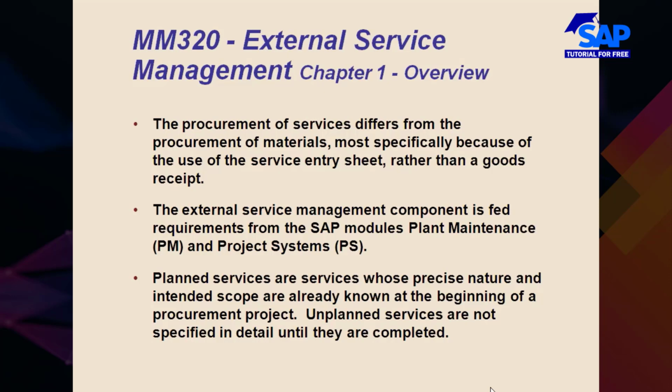For service procurement, requirements will come from elsewhere. Different modules are there: PM. Project Systems, Plant Maintenance, you must have heard of it, there are two types of maintenance: preventive maintenance and breakdown maintenance. Preventive maintenance means, once in 3 months or once in 6 months, depending on your company, the plant will be shut down for maintenance. That is what we call preventive maintenance.